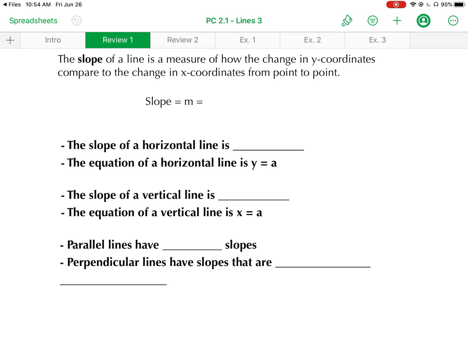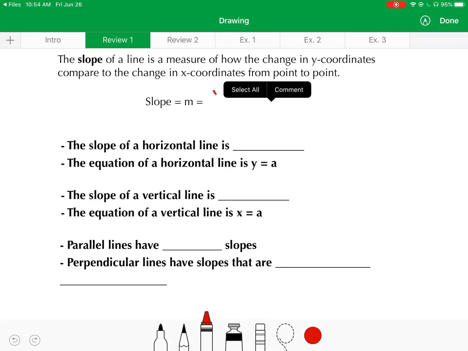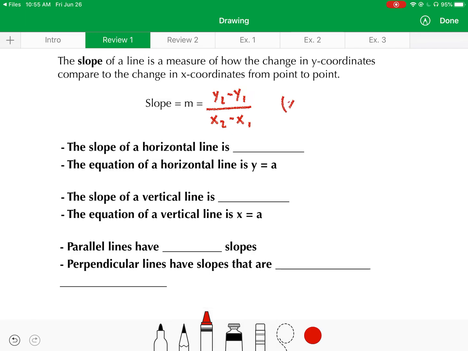We know that slope is a concept specific to lines. It's a measure of how the change in the y-coordinates compare to the change in x-coordinates from point to point. Slope is often designated in mathematics with the letter m, and we have a formula to find the slope between 2 points on a line: y sub 2 minus y sub 1 over x sub 2 minus x sub 1. That would, of course, be if points (x1, y1) and (x2, y2) are points on the line, okay?